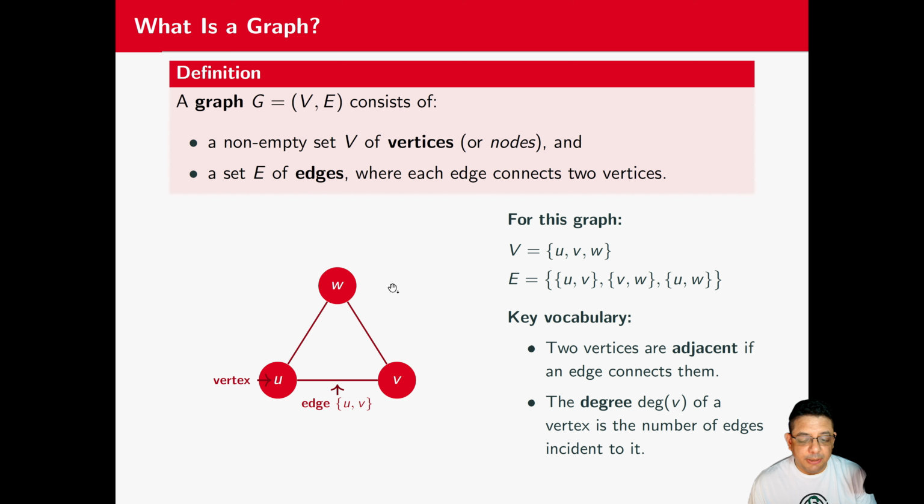Now, some key vocabulary: we say that two vertices are adjacent if there's an edge connecting them. And the degree of a particular vertex is the number of edges that are incident to it. So, for example, all of the nodes here have degree 2, since they all have two edges coming out of them, or incident to them.